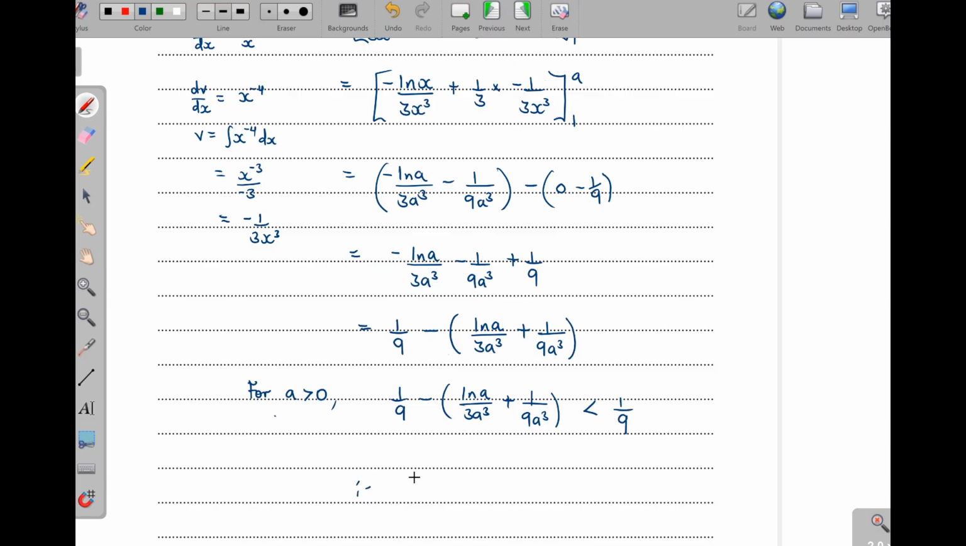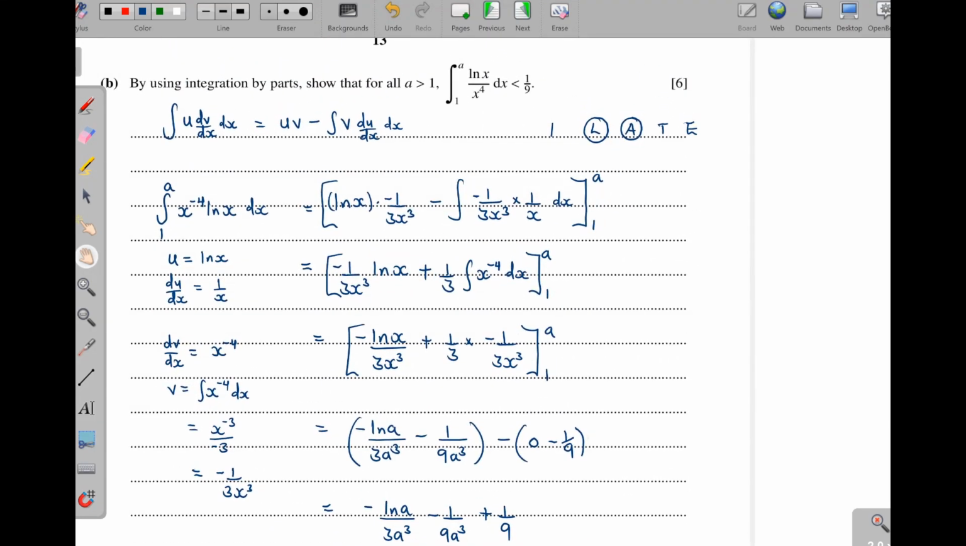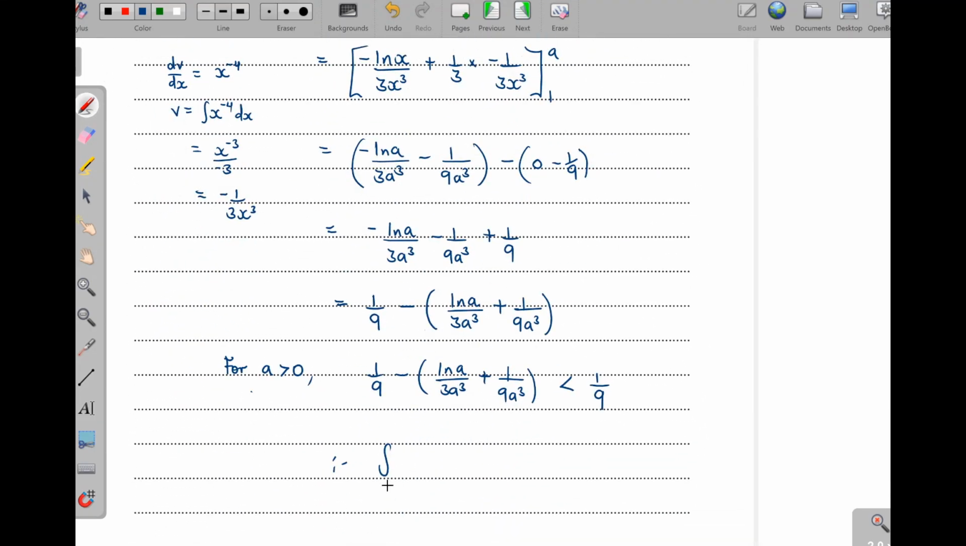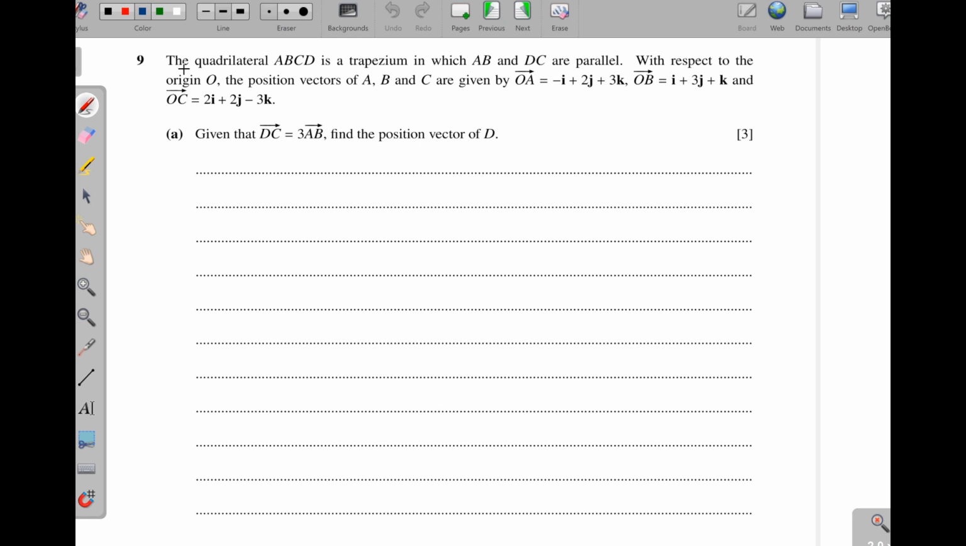So therefore, the integral from 1 to a, our natural log of x here out of x power 4 dx has to be less than 1 over 9. And that is that. Question 9 is coming from vectors.